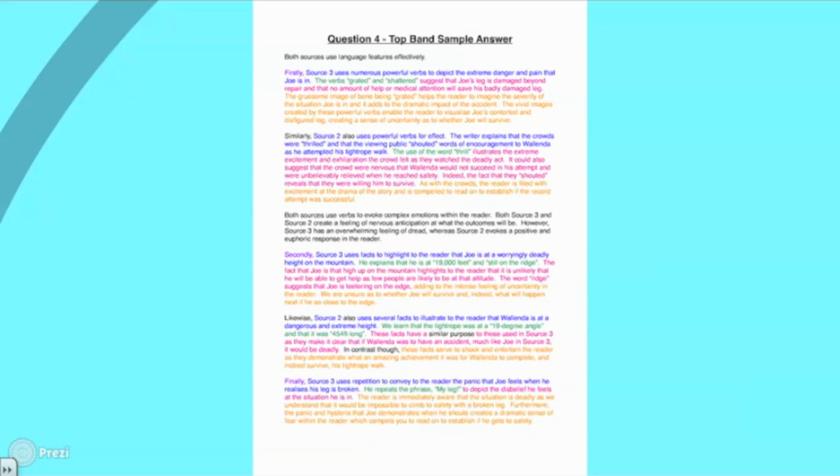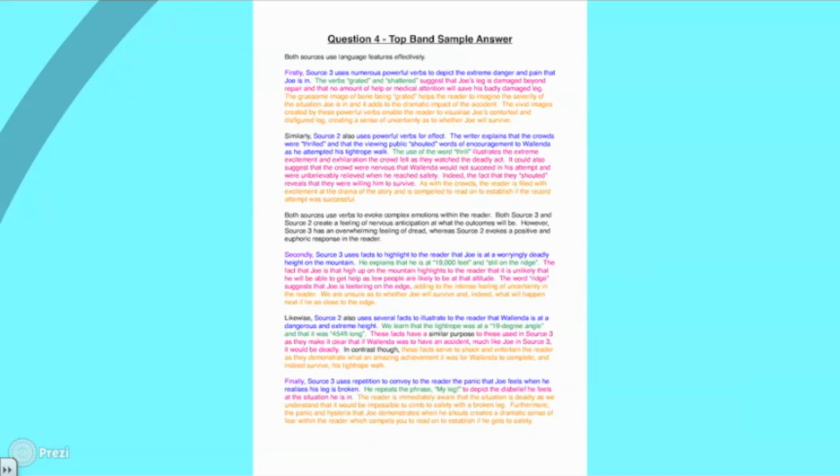Now, please do bear in mind that I have probably taken more than 24 minutes to write this answer. So this is an aspirational answer. It's something for you to aspire to, for you to see how to structure your answer. And I wouldn't expect you to be able to write in this greater detail within the exam.